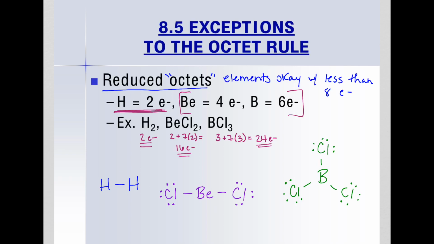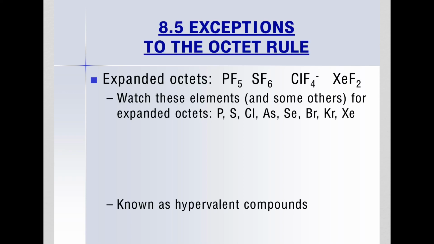Now, if we move on to our other set of exceptions, these would be what we would call our expanded octets. So these are all elements that are okay with more than 8 electrons on the center. So I should say that these would only be central atoms. These are not the only possible ones that you see here. These are just the examples we're going to draw.